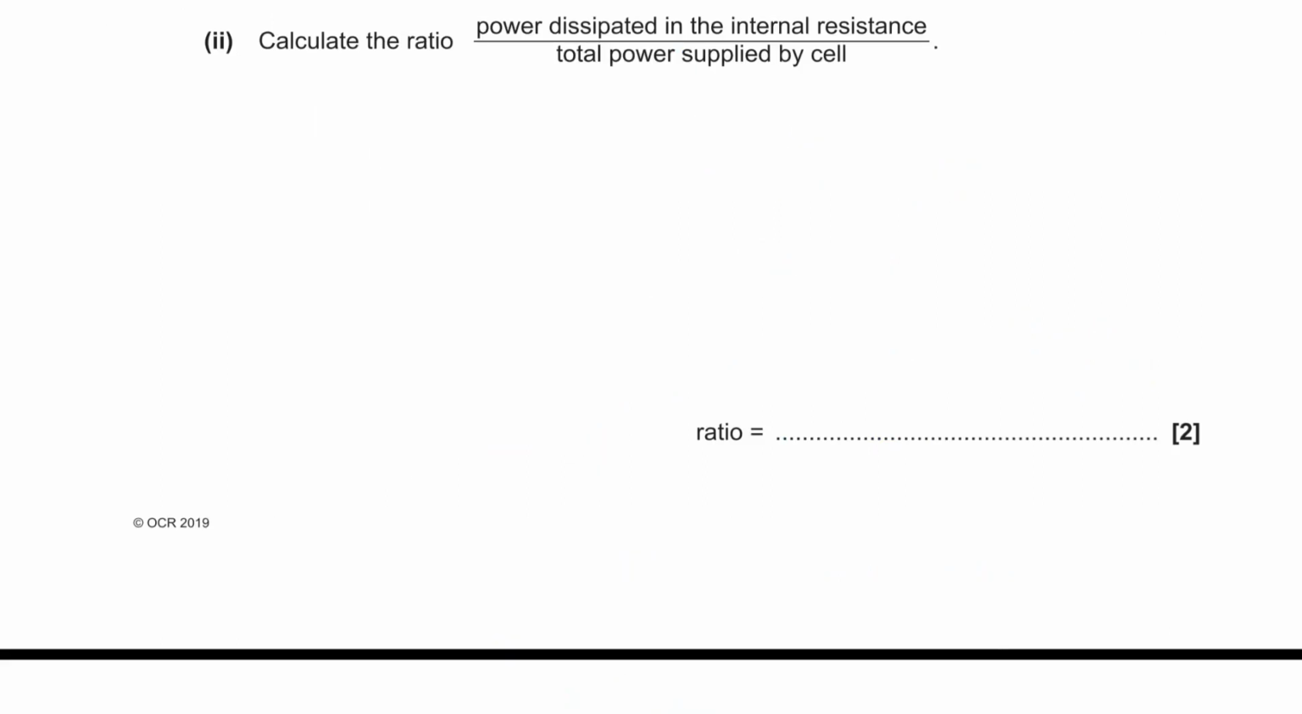Okay, so next we're being asked to calculate the ratio of power dissipated by internal resistance divided by total power supplied by the cell. Right, power dissipated due to resistance is equal to I squared R, and power supplied by cell is V times I. I'm just going to call those P1 and P2. So P1 divided by P2 is I squared. Oh, flip, I should have put little r, sorry about that, because we're talking about internal resistance.